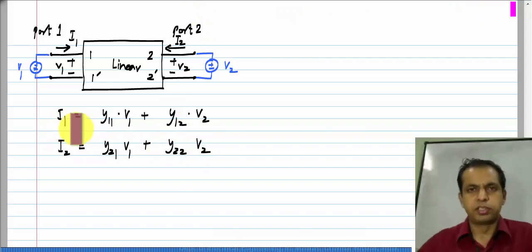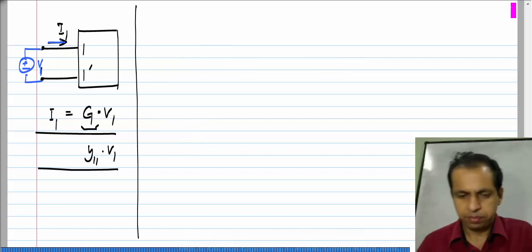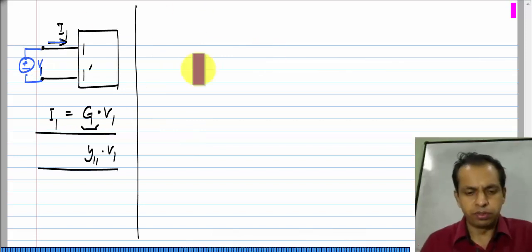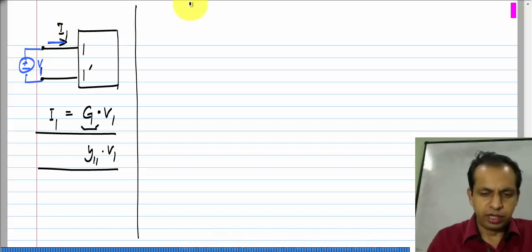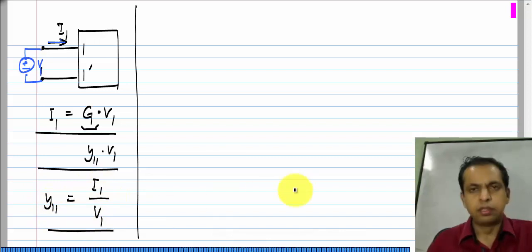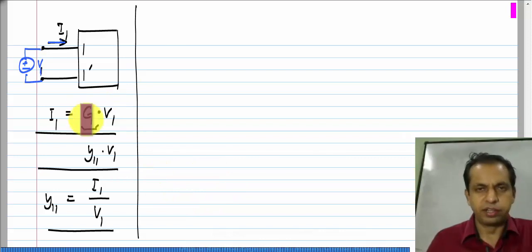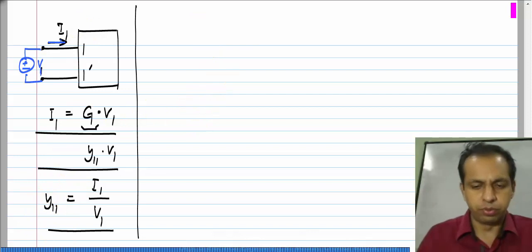Now, let us consider this once again. We also need to figure out how to measure these parameters. Meaning, in this case, when we had a one port, we know how to measure it. We apply the voltage and find the current. And the ratio of the current to voltage, this is the single y parameter that is there. I can call this conductance as this y parameter y11. There is only one parameter in case of a one port.